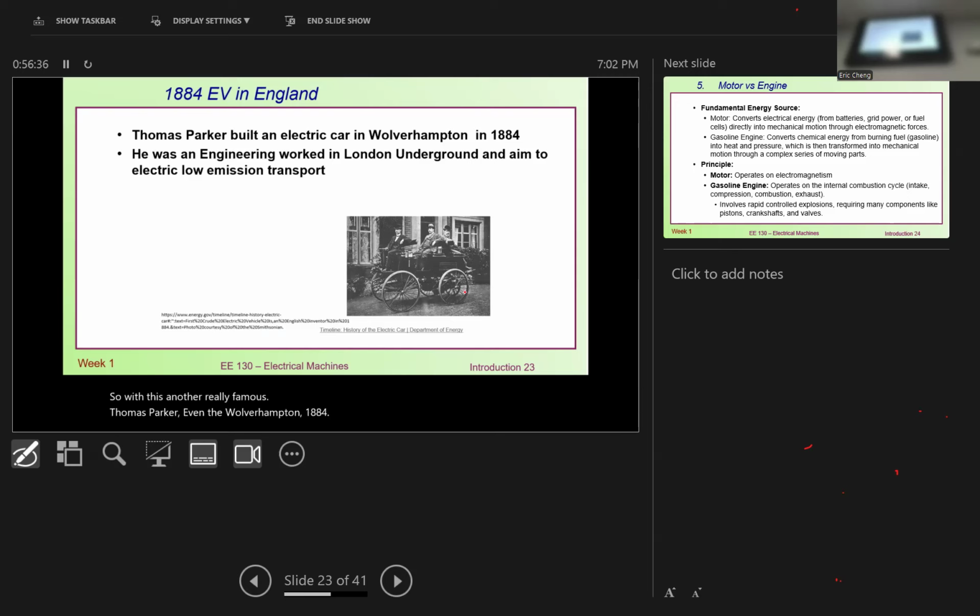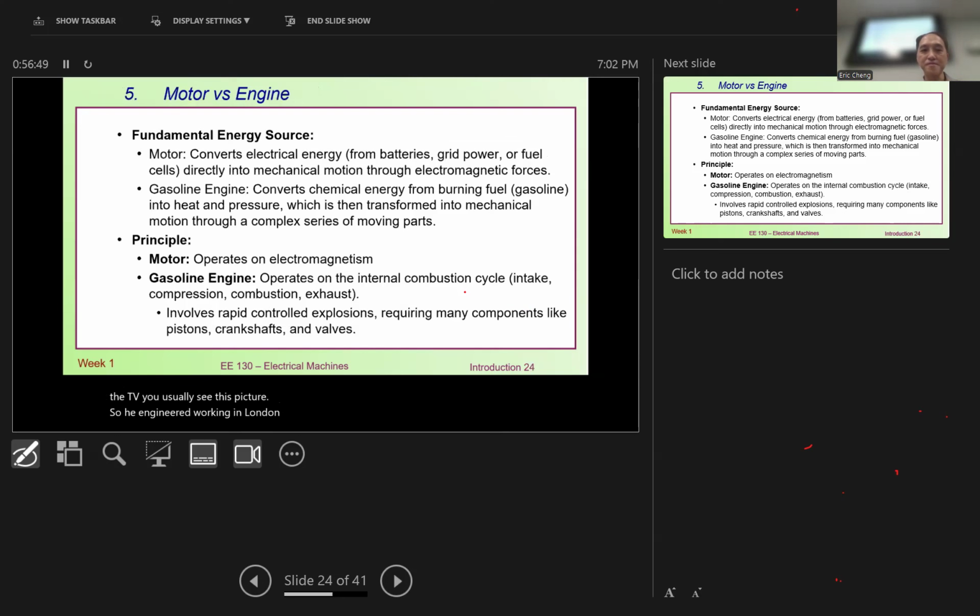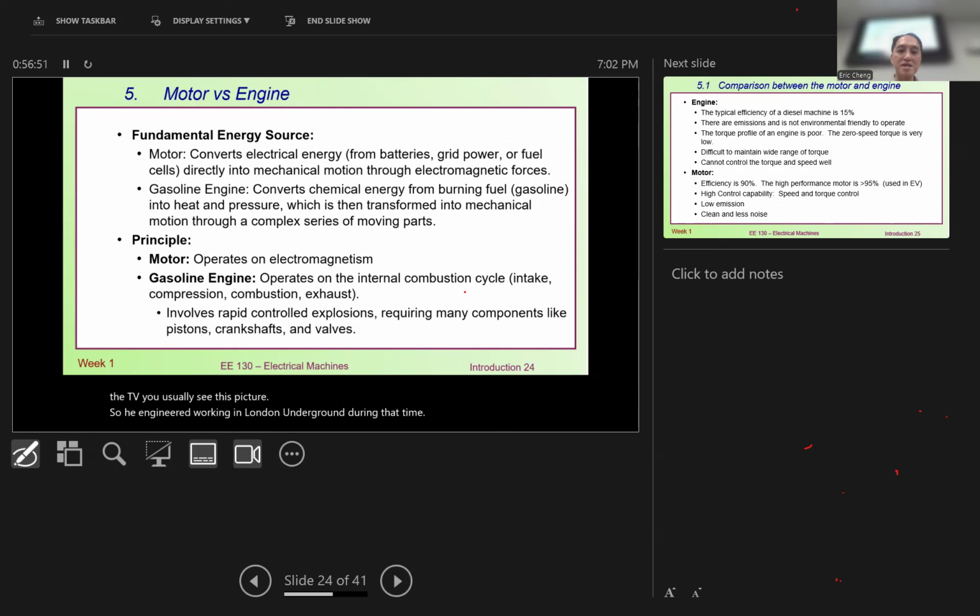I think this is also a really famous picture on many websites. When you check the dimension for the EV, you usually see this picture. So here, engineers were working underground during that time. That's why, when we compare the motor and engine, what's the major difference between them?